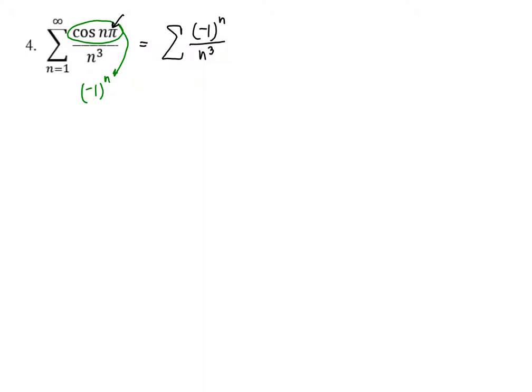So we're considering first the absolute value of this series. Consider the series of absolute values of this term. Series of simply 1 over n cubed. Well, 1 over n cubed is a convergent p-series.